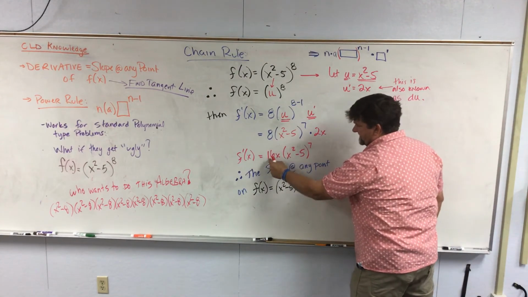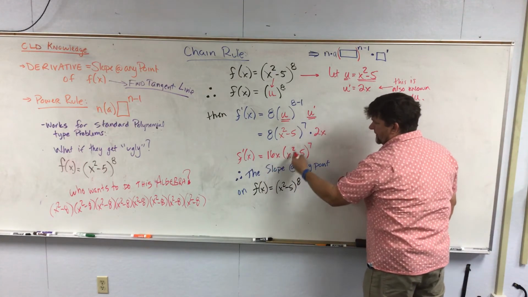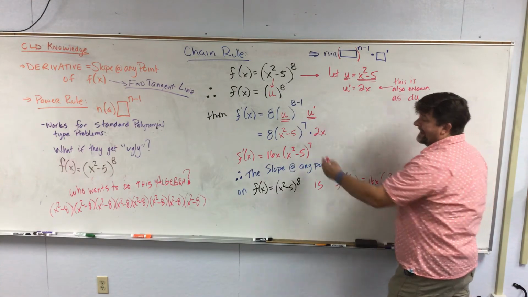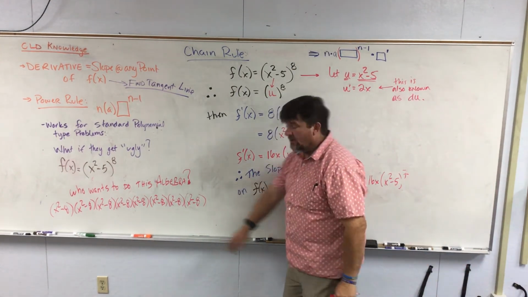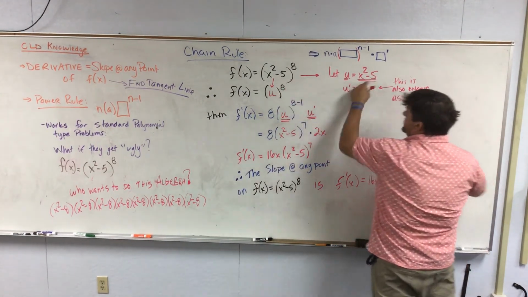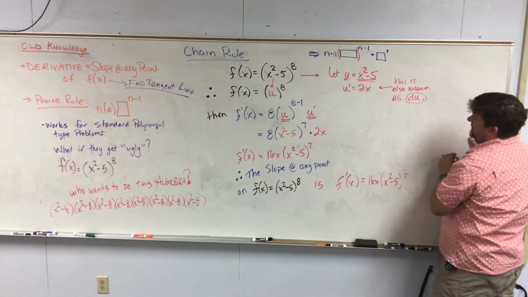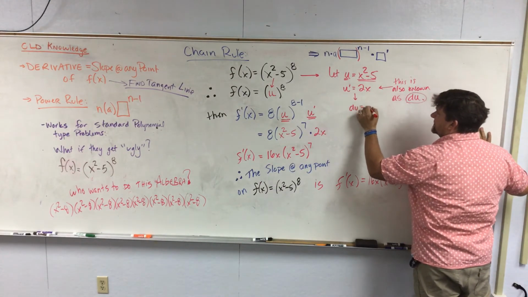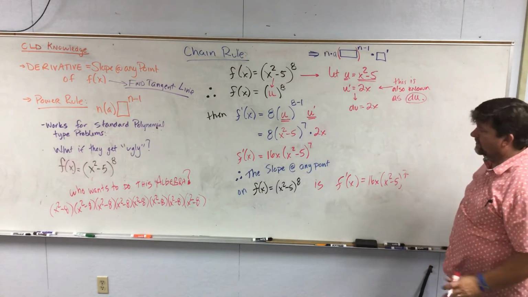2 times 8 is 16. x moves out front. 16x times the quantity x squared minus 5 to the 7th power is my derivative of this thing without multiplying it all the way out, using u substitution. So we substitute u, we find the derivative. Also, guys, u prime is also known as du. So you could also see it written as du equals 2x. They mean the same thing, and we'll deal with that later.